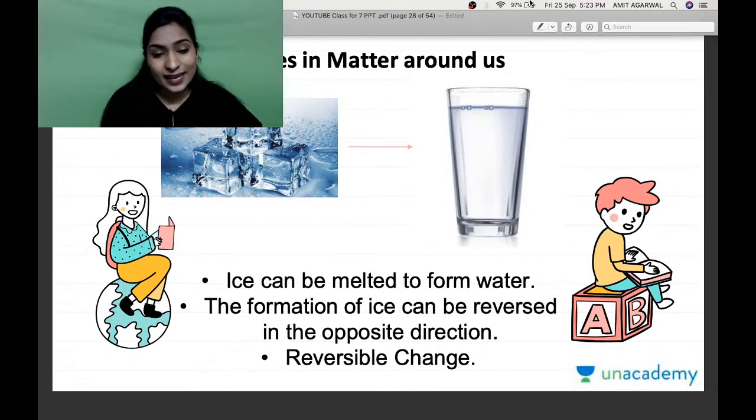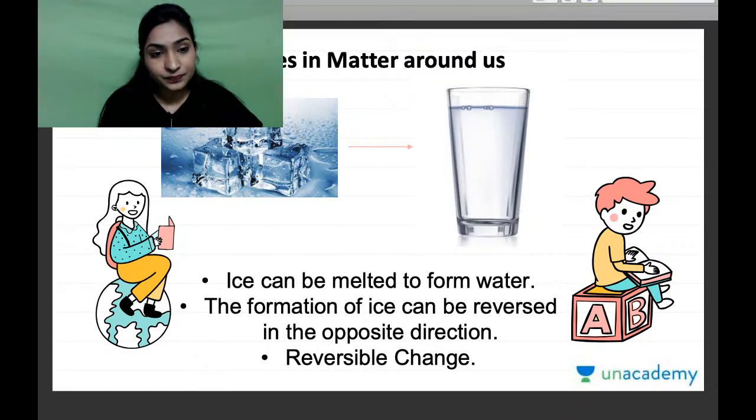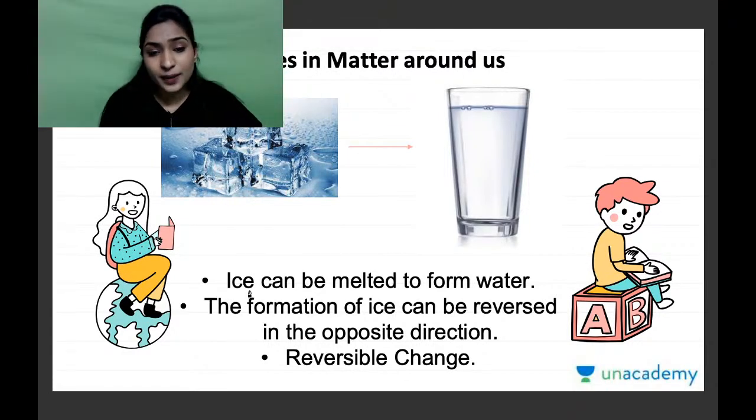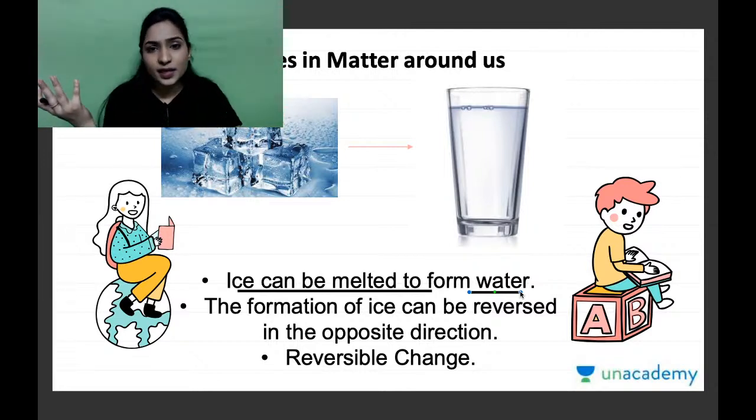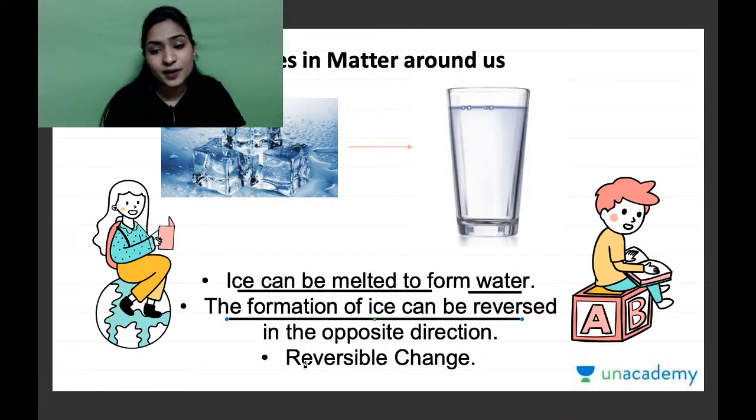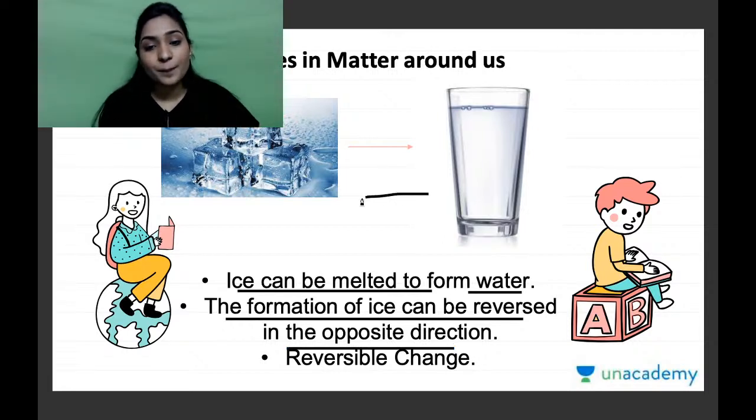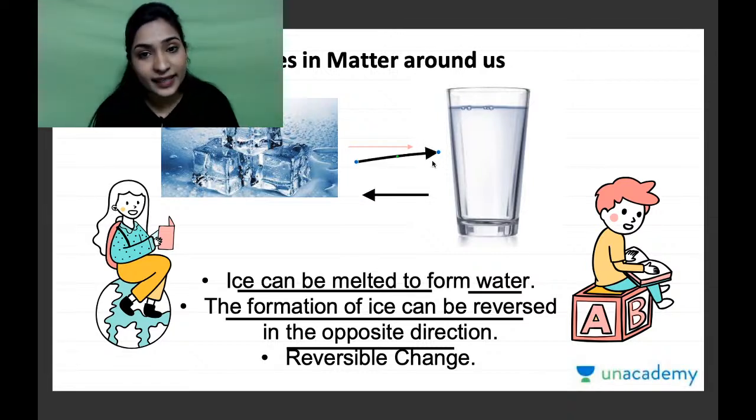So, ice can be melted. Ice can be melted to form water. ये हमें पता है कि एक बार water से ice बना ले तो ice को वापस water भी बनाया जाता है। आप आराम से उसको थोड़ा देर के लिए बाहर छोड़ दो, melt हो जाएगा। Formation of ice can be reversed in the opposite direction। पहले क्या हुआ था, पहले water से ice बना था, अभी ice से वापस water बन गया। कैसे? With the process of melting, right?